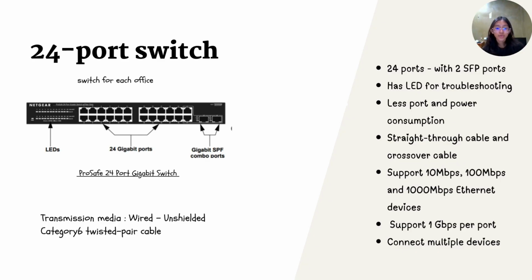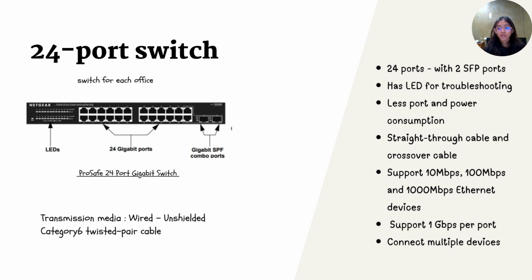The next one is the 24 port switch, which is used in Office A and Office B. It connects the wireless access point, the computers, and the printers by using unshielded category 6 twisted pair cable. The switch has 24 ports in total with 2 SFP ports, which can connect up to 2 fiber optic cables. Also, it has an LED light for troubleshooting, and it has fewer ports compared to the 48 port switch, and it has less power consumption. It also supports the straight through cable, which is used to connect different devices, and can support crossover cable, which is used to connect the same or similar devices.